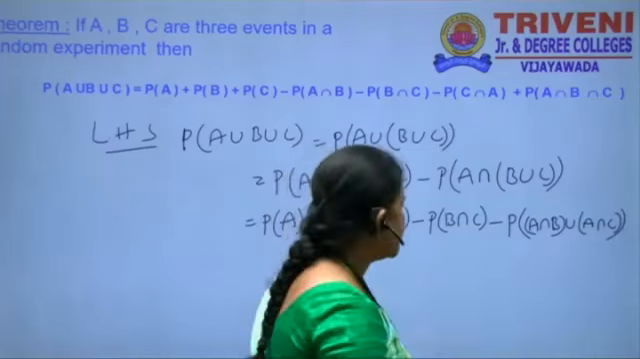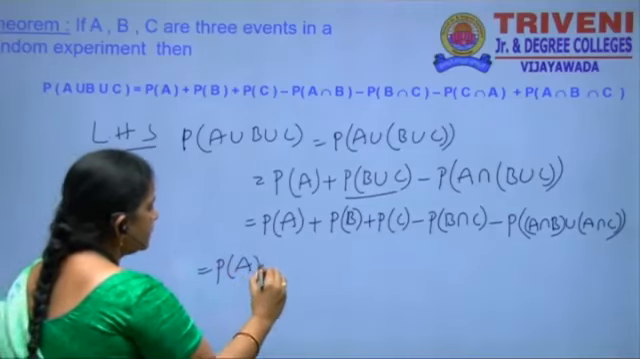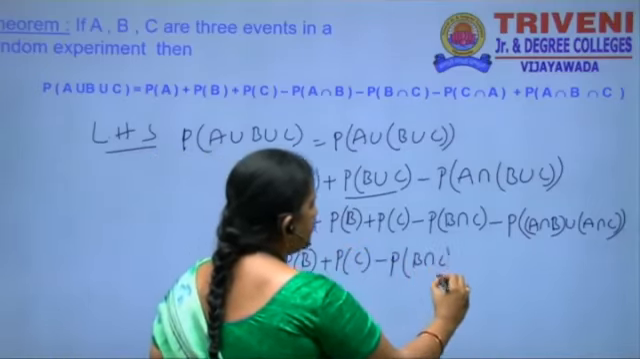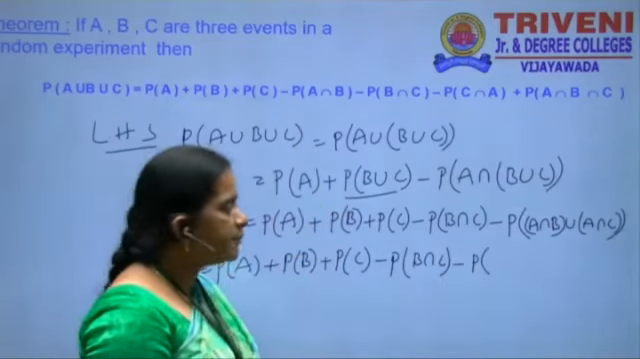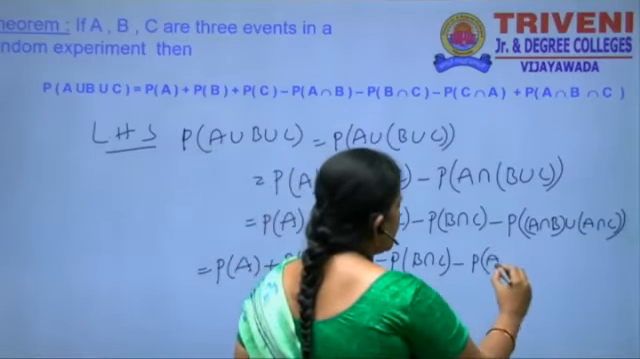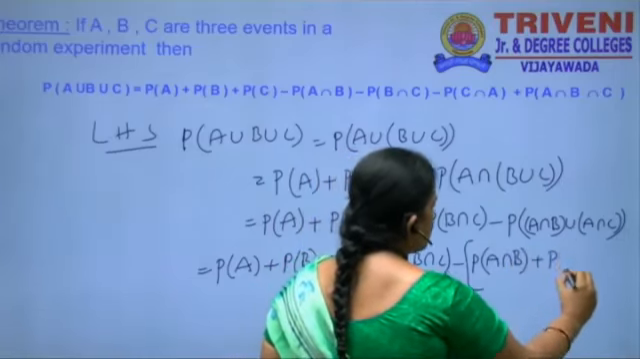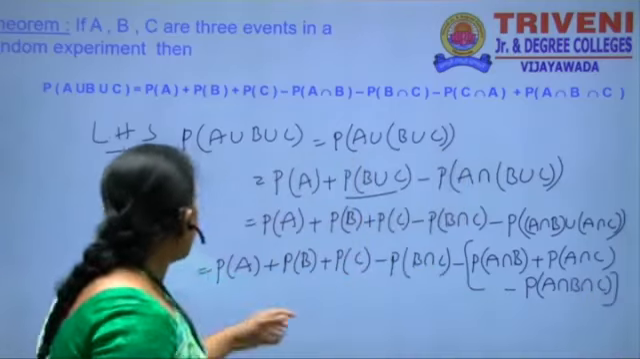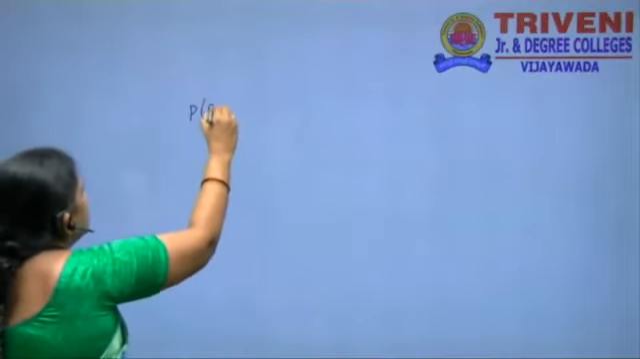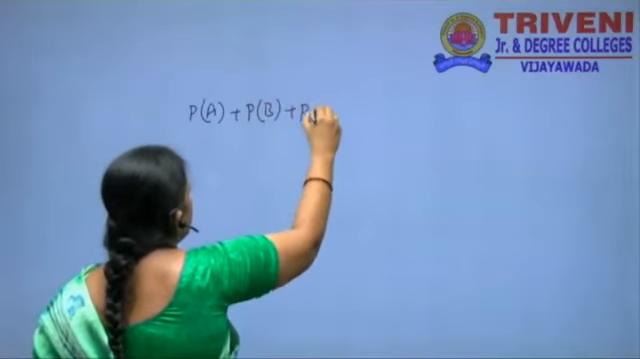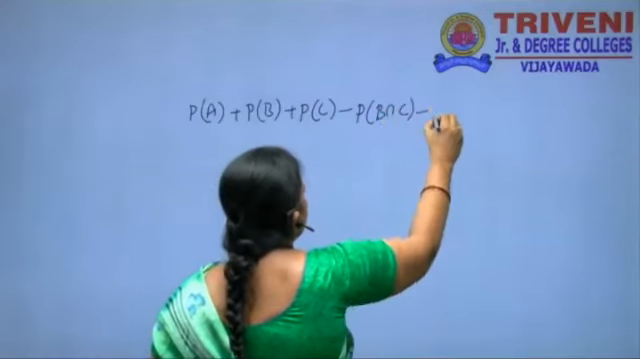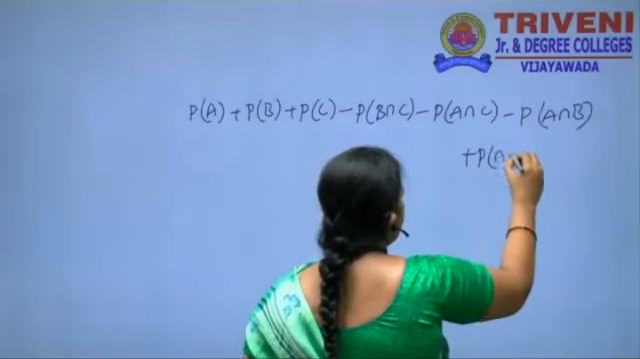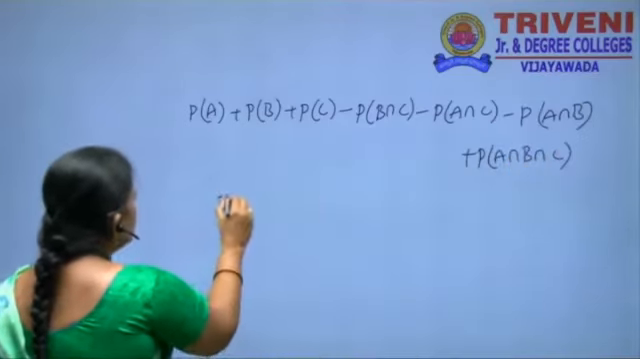Applying the addition theorem on this also, we get P of A plus P of B plus P of C minus P of B intersection C minus, here in place of A we have A intersection B, in place of B we have A intersection C, that is P of A intersection B plus P of A intersection C minus P of A intersection B intersection C. Applying the minus, we get P of A plus P of B plus P of C minus P of B intersection C minus P of A intersection C minus P of A intersection B, minus into minus is plus P of A intersection B intersection C, that is equal to the RHS.